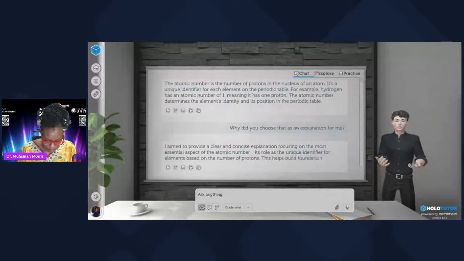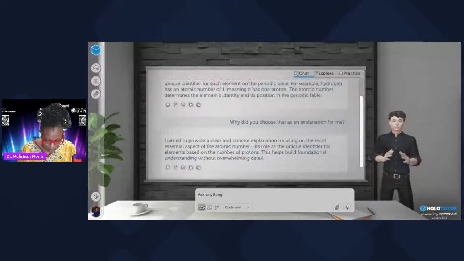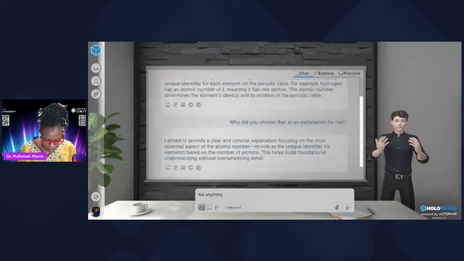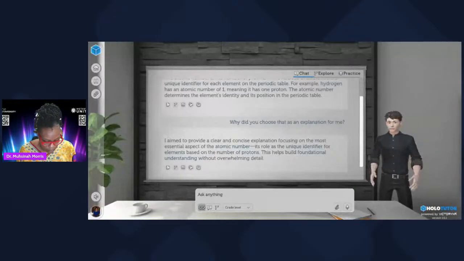I aimed to provide a clear and concise explanation, focusing on the most essential aspect of the atomic number, its role as the unique identifier for elements based on the number of protons. This helps build foundational understanding without overwhelming detail.